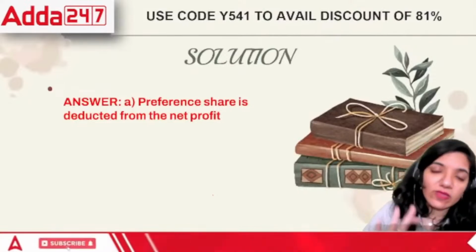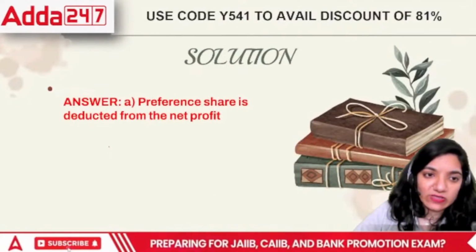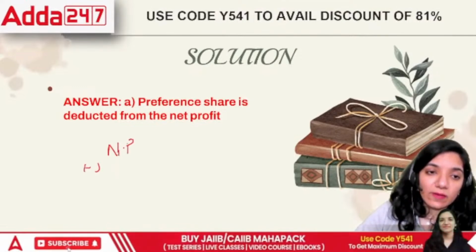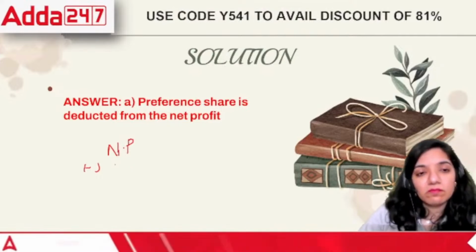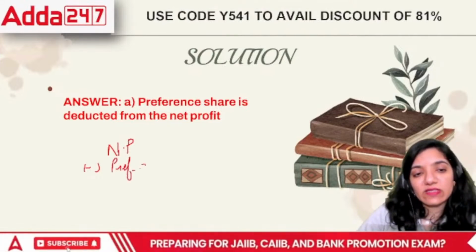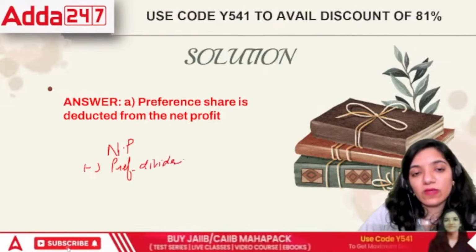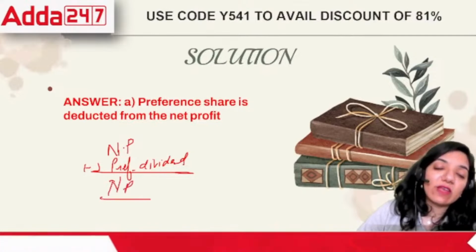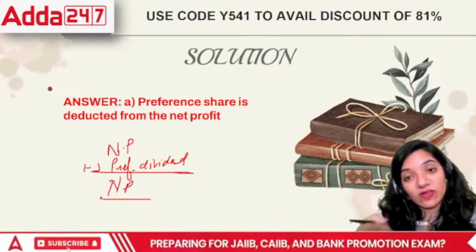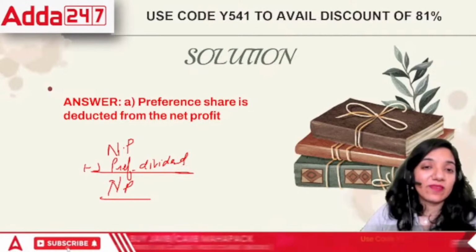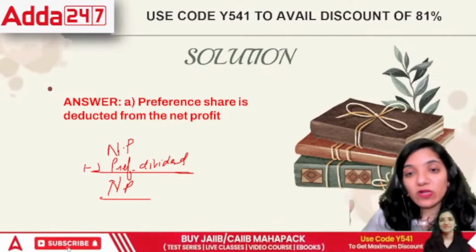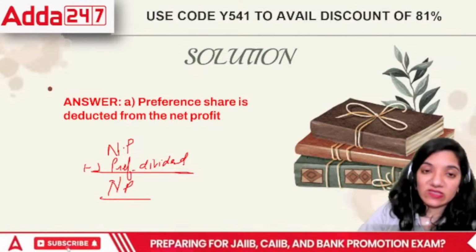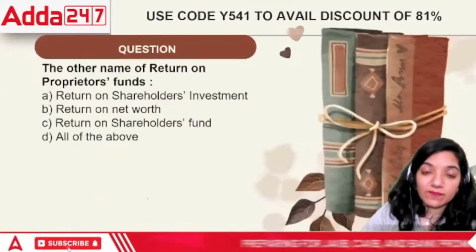Preference share is deducted from the NP. First of all, whatever the profit is, the net profit, we will reduce the preference dividend from the net profit, and whatever we are left with is the NP available for equity shareholders. Equity shareholders, even from this amount they'll save money, and the remaining would be used for the dividend which is given to them, because everybody wants reward for their business. That is what will happen in this case.